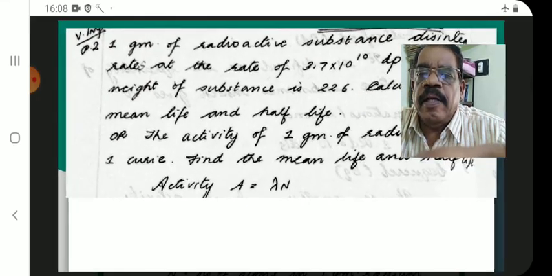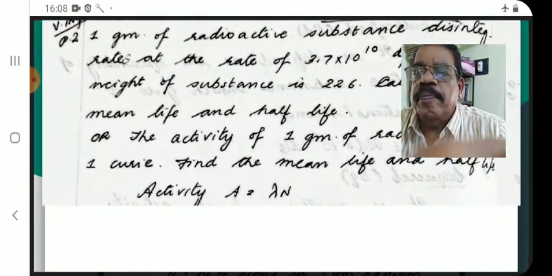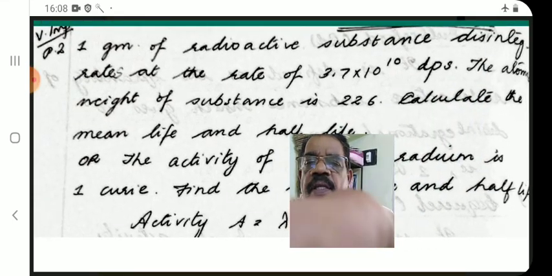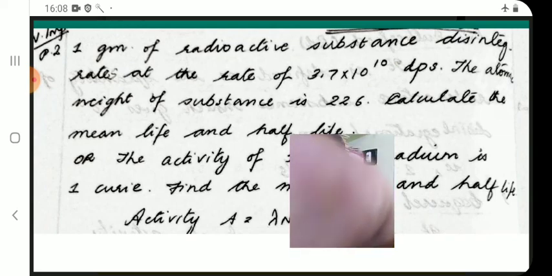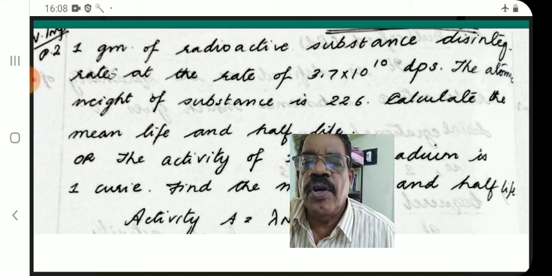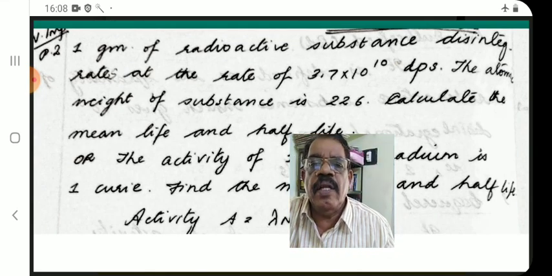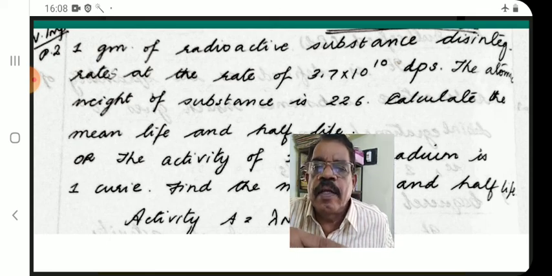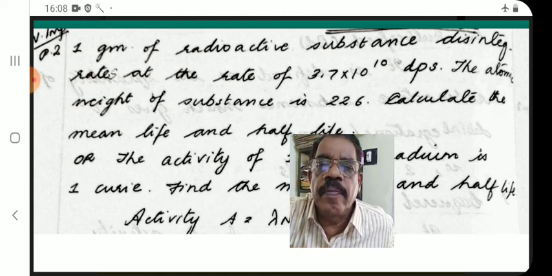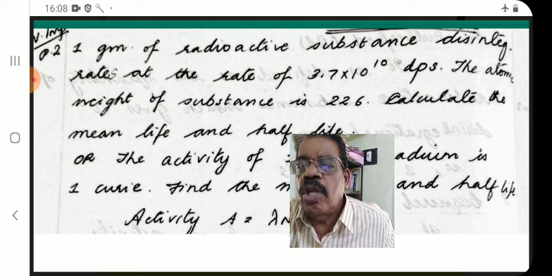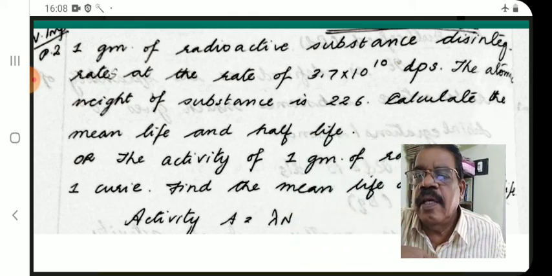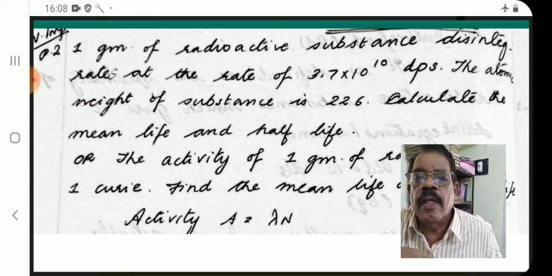Next problem, a similar type problem. 1 gram of a radioactive substance disintegrates at the rate of 3.7 into 10 raised to 10 disintegrations per second, DPS. You remember 3.7 into 10 raised to 10 is actually 1 Curie. The atomic weight of the substance is 226. Calculate the mean life and half-life.